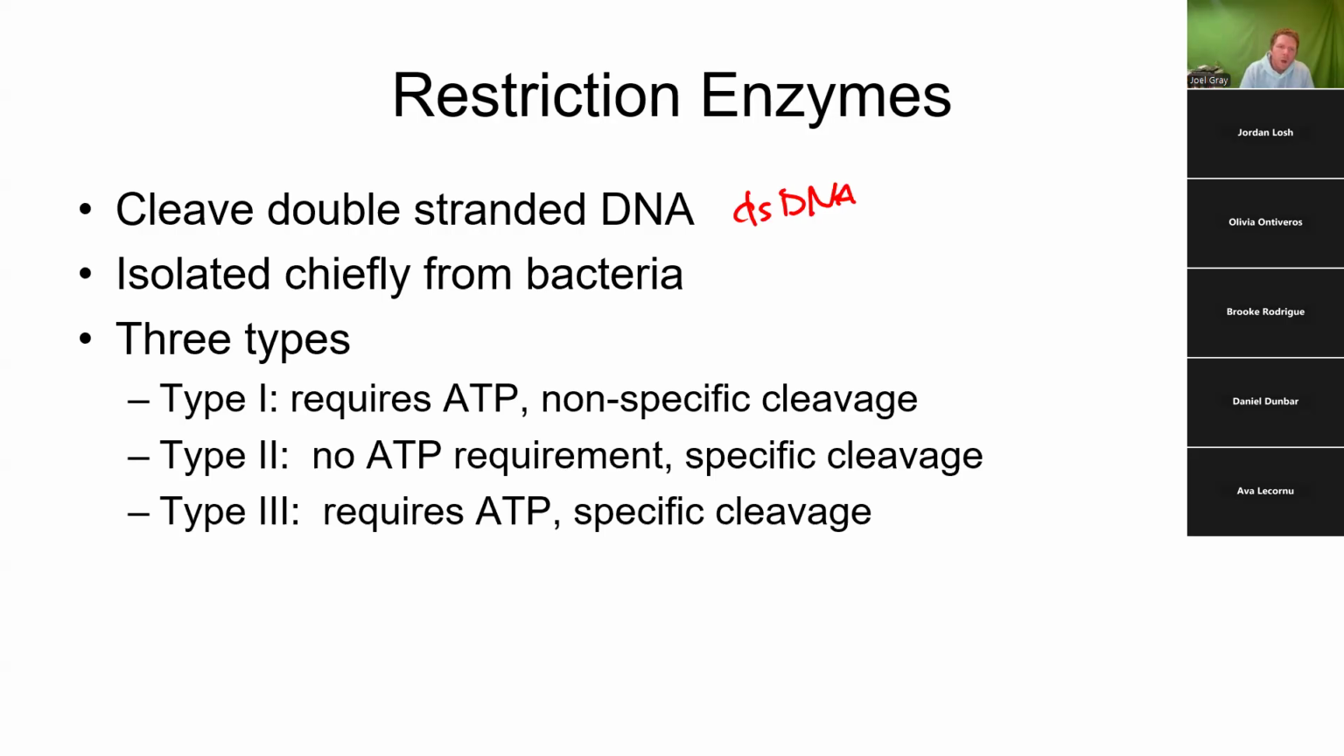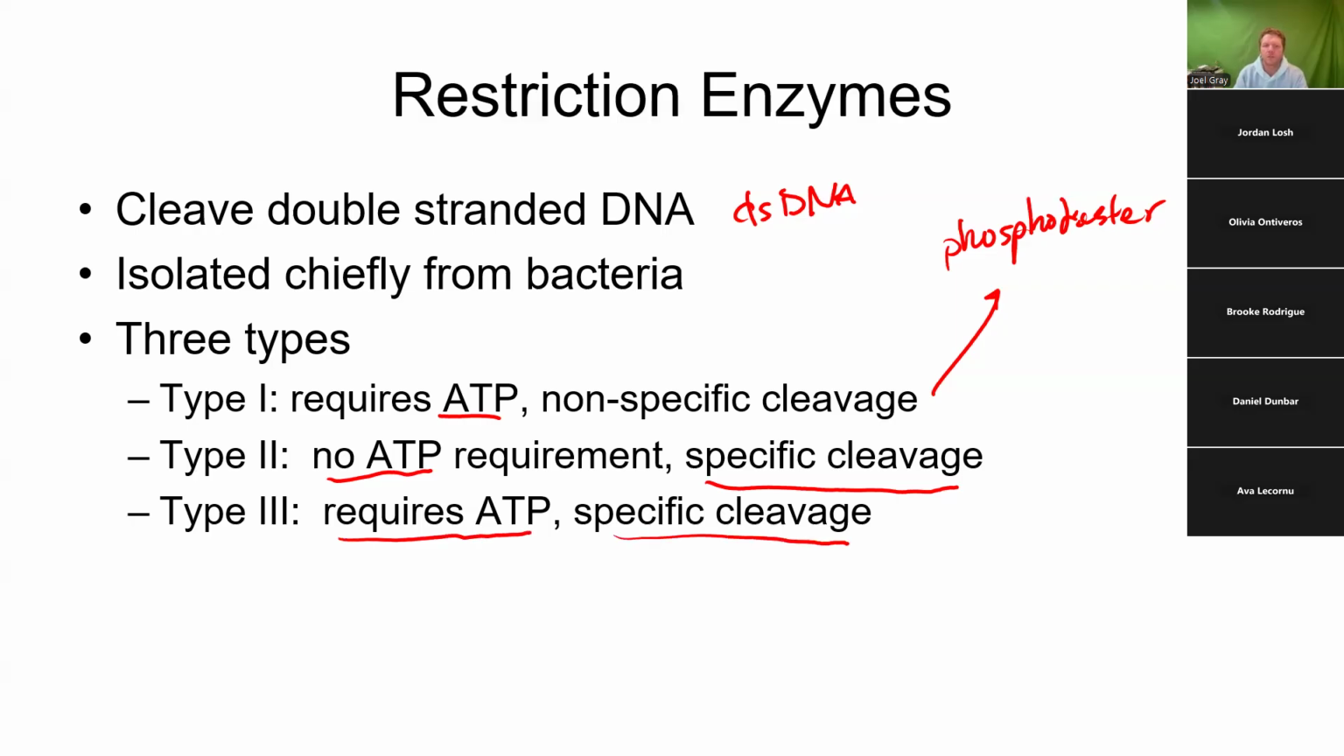Type 1 requires ATP, and they offer non-specific cleavage. What that means is they are going to see a phosphodiester bond, and all the phosphodiester bonds, they're going to say, cut, cut, cut, cut. Type 2 restriction enzymes do not require ATP, but they're very specific. What that means is that they're going to look for a specific phosphodiester bond and cut that. Now, I'll get to how it is specific versus not specific in just a moment. Type 3 are going to require ATP, and they are also specific.